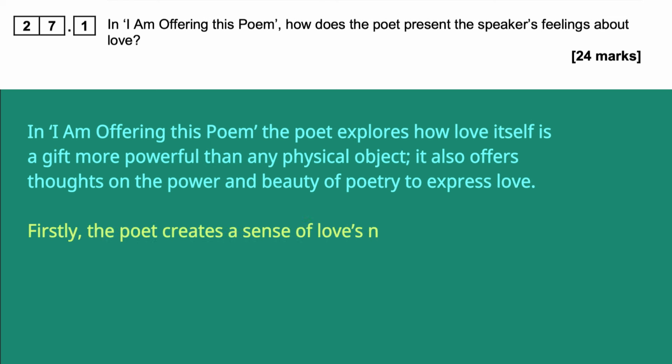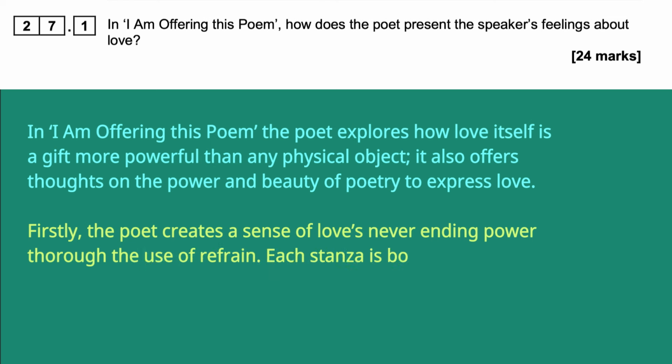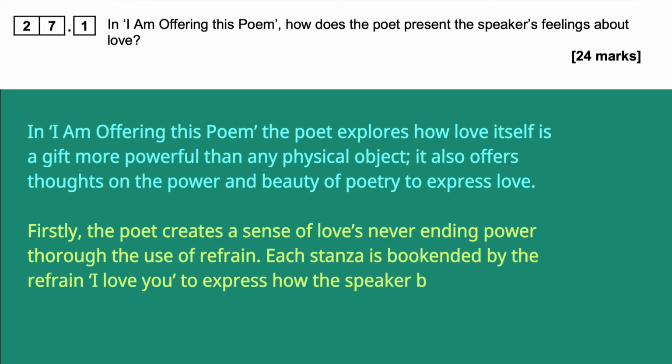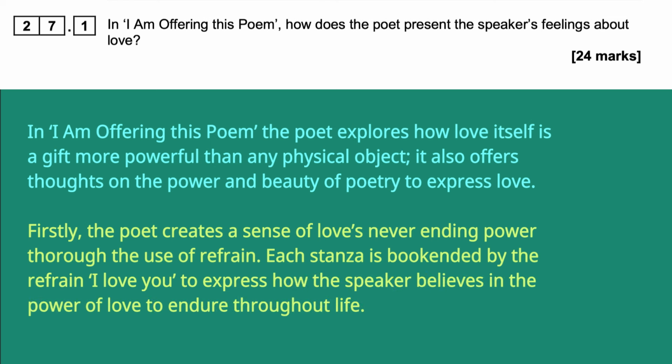Firstly, the poet creates a sense of love's never-ending power through the use of refrain. Each stanza is bookended by the refrain, I love you, to express how the speaker believes in the power of love to endure throughout life. You can see how the introduction establishes the focus of the answer for AO1, and in the next few lines the student begins to link in analysis of methods for AO2.